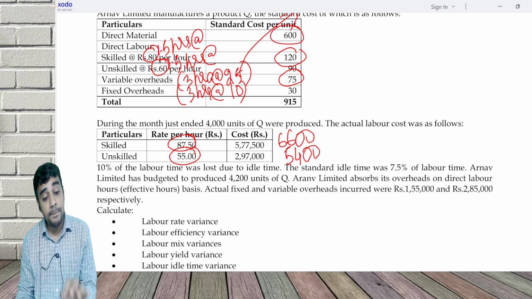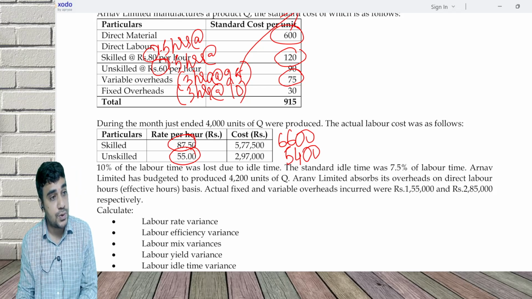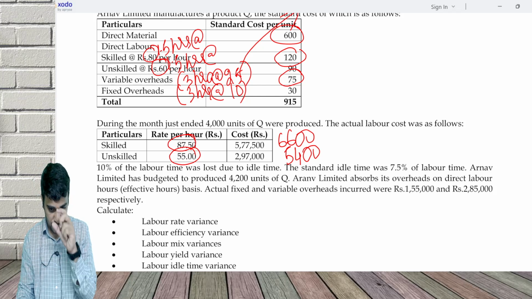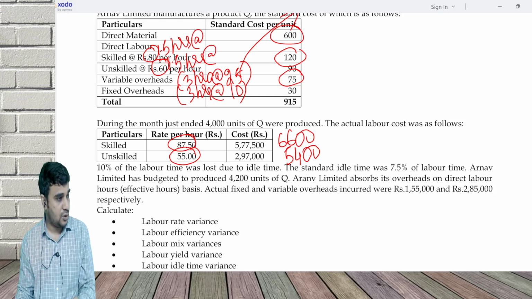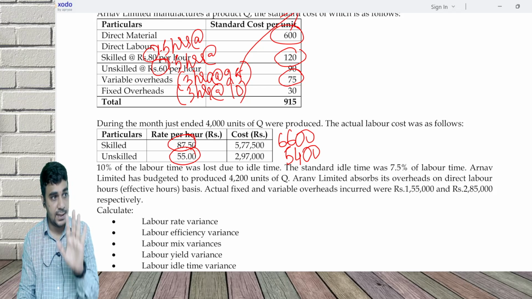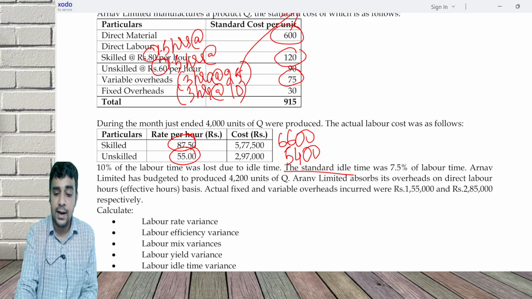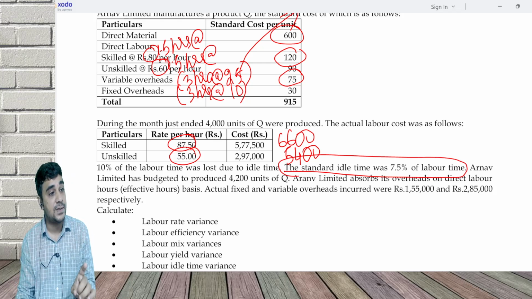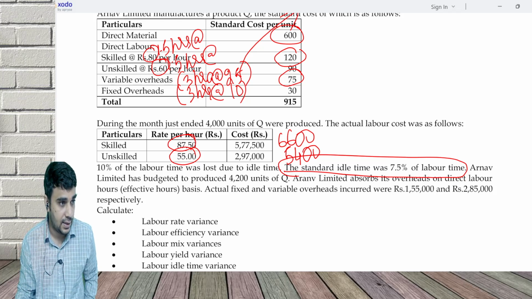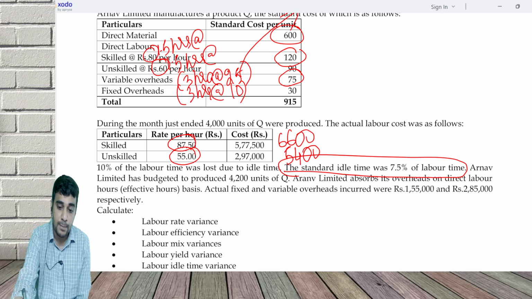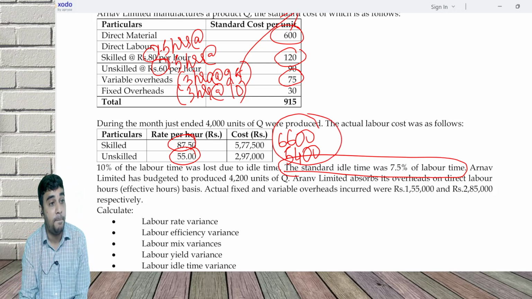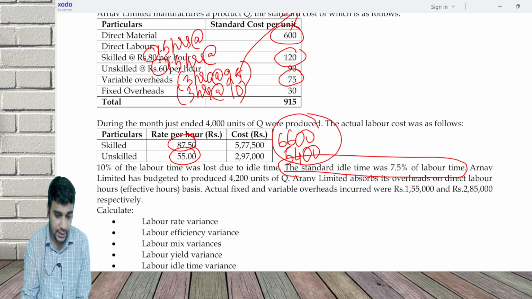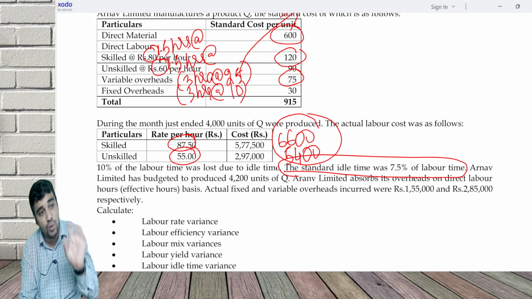The question says 10% of the labor time was lost due to idle time. In a normal scenario, from the 6,600 and 5,400, if you subtract 10%, that is actual hours worked. But the question says standard idle time is 7.5%, which means the idle time is not 10%. Idle time is only 2.5%. So from this, if you subtract 2.5%, you will get actual hours worked, because 7.5% is anyway a known fact.